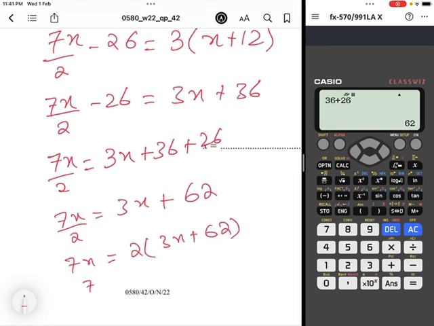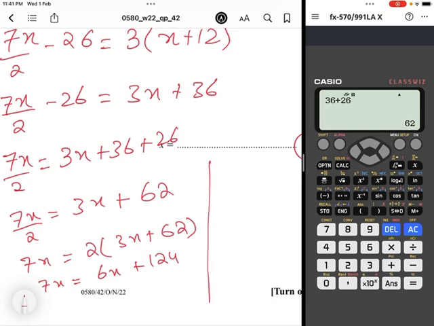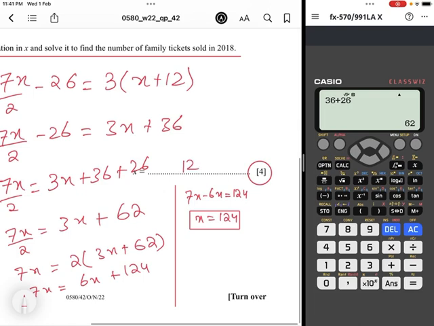So 7x is equal to 2 threes are 6x plus 2 times 62 is 124. So now you want to find x, so 7x minus 6x is equal to 124, and x is equal to 124, which is your final answer. So you have to leave that answer on your answer line. Is this clear, everybody? I hope it helps.